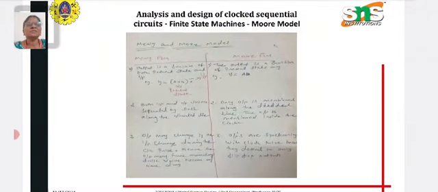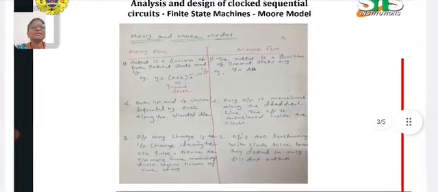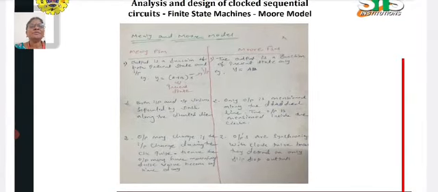Before going to the circuit analysis, let us discuss the difference between Mealy and Moore. In a Mealy circuit, the output is a function of both the present state and the input. For example, y is equal to AB into x bar, where AB is your present state and x bar is the input. But in a Moore circuit, the output is a function of the present state alone. So y is equal to AB.